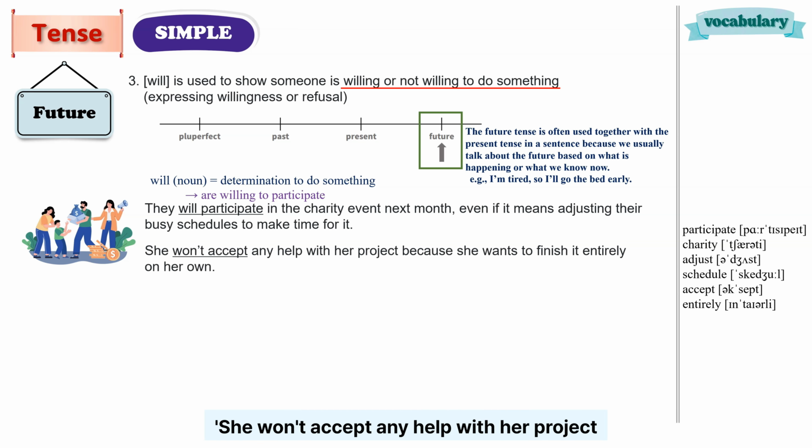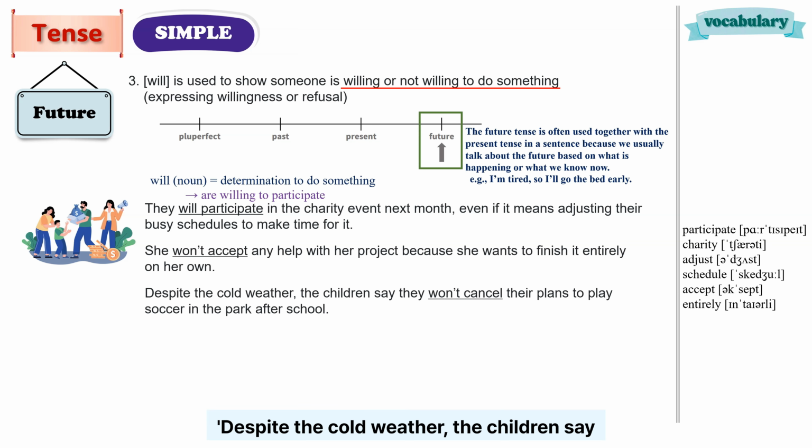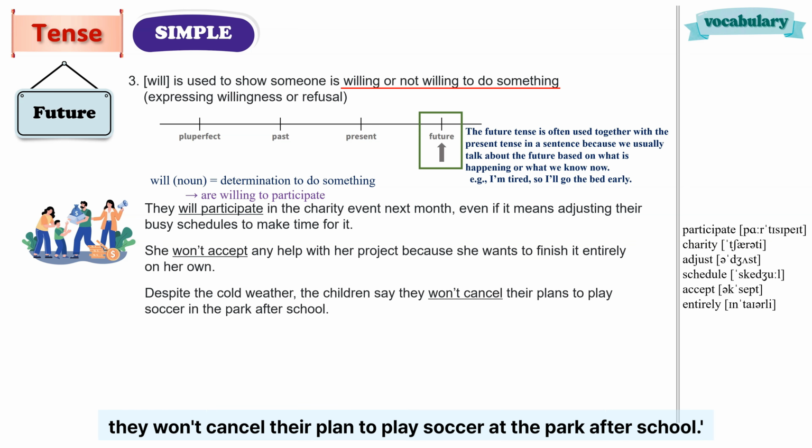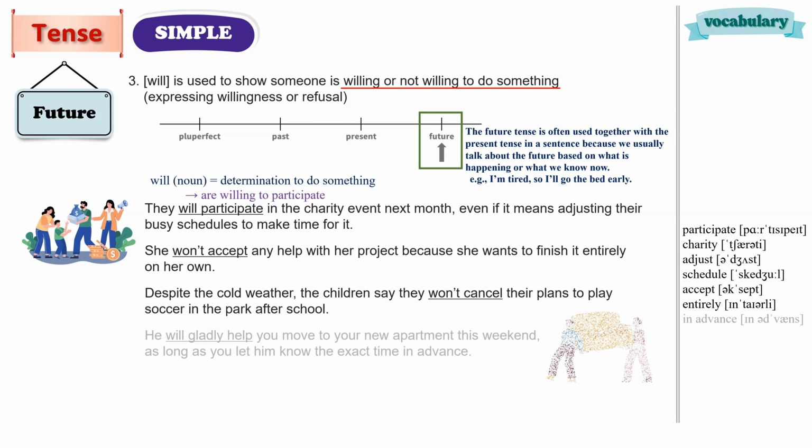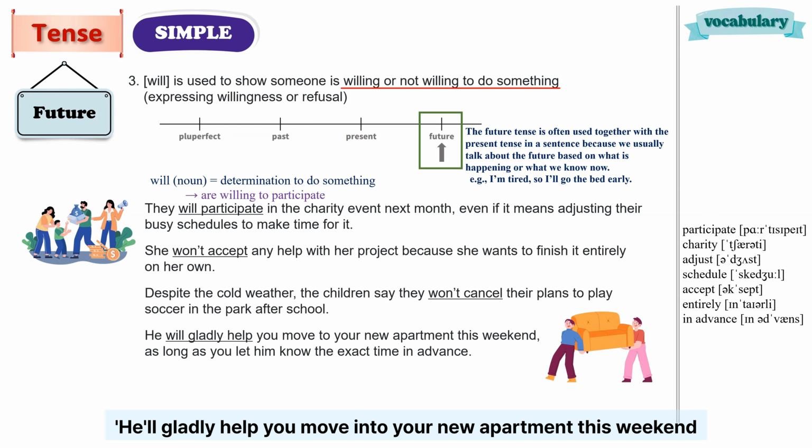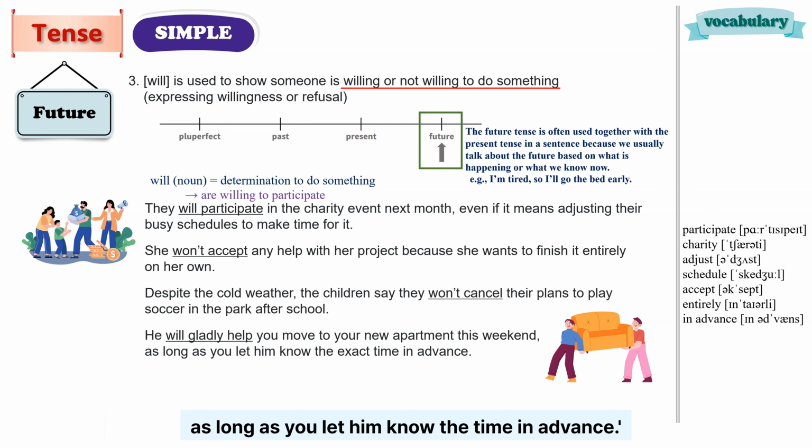She won't accept any help with her project because she wants to finish it entirely on her own. That shows refusal and determination to complete it solo. Despite the cold weather, the children say they won't cancel their plan to play soccer at the park after school. In other words, they have no intention of giving up the plan. He'll gladly help you move into your new apartment this weekend as long as you let him know the time in advance. That clearly expresses willingness to help.